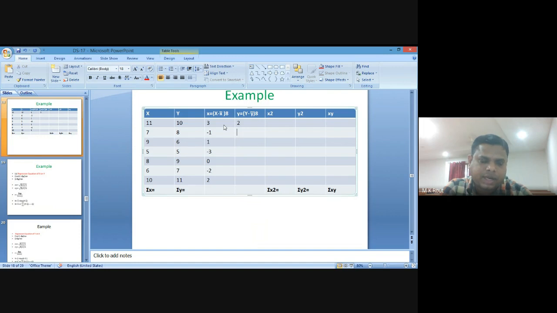The next one is 8 minus 8, that is 0. Again 6 minus 8, that is -2. Then 5 minus 8, that is -3. 9 minus 8, that is 1. 7 minus 8, that is -1. 11 minus 8, that is 3. Is it clear to all?